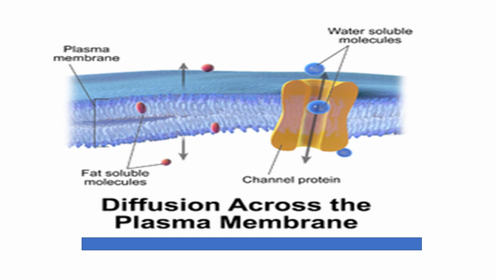Here again passive diffusion or transport is shown, where water soluble molecules are transported through the channel proteins that are present across the cell membrane into the cell, and fat soluble or lipid soluble molecules are transported across the cell membrane, dissolved in the cell membrane directly.